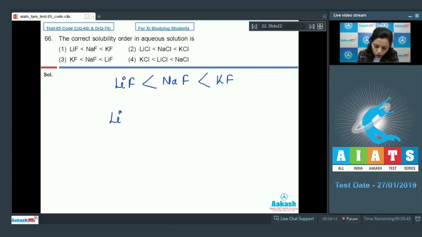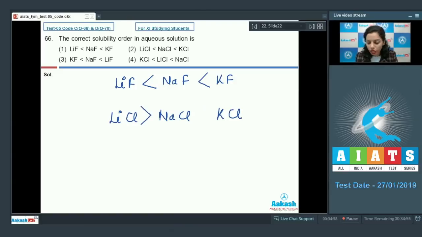Further, if I talk about lithium chloride, sodium chloride and potassium chloride, the chlorides of these alkali metals. In case of lithium chloride, lattice enthalpy is not that much high as that was in lithium fluoride. So, lithium chloride has less lattice enthalpy, more hydration enthalpy, it is soluble in water. If we compare this with NaCl, lithium chloride is more soluble because lattice enthalpy is less as compared to this. Even hydration enthalpy is more in case of lithium chloride. So, this is more soluble.